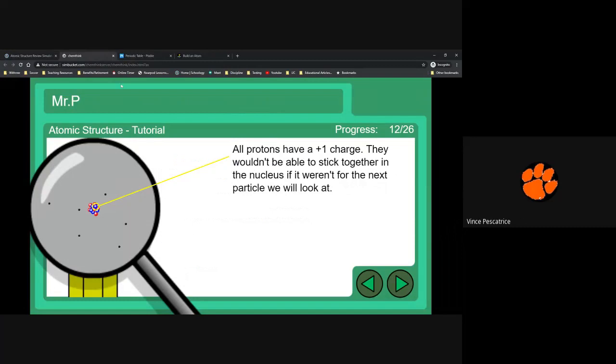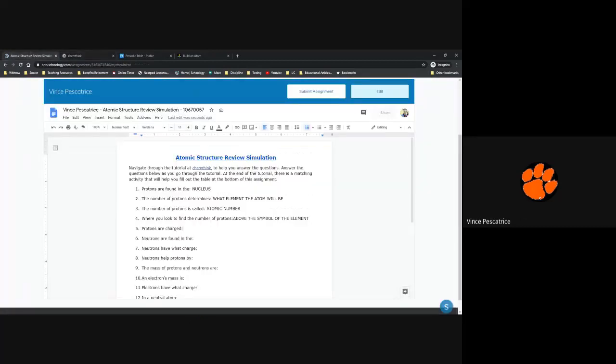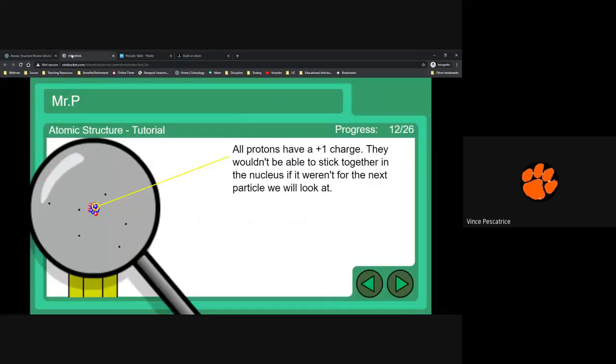Protons have a +1 charge. They are protons, P, positive. Protons, P, positive, positively charged protons. And remember, like I said, they wouldn't stick together in an atom if it wasn't for the neutrons, which we're going to look at next.